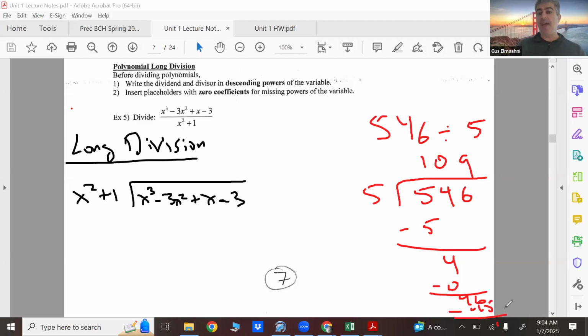So what you do is you have to look at the outside and see how many times it goes into the inside. So if you look over here, what do you multiply x squared by to get to x cubed? X, right? They have x cubed. But it's kind of nasty because you have to subtract.